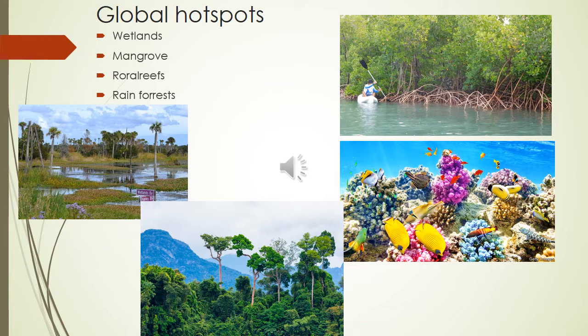And the last one is of course the tropical rainforest, which has a very high biodiversity and is home to species we only find there, and many of the species of insects, mammals and birds can only be found here in the tropical rainforest. So conserving wetlands, mangroves, coral reefs and rainforest is very important if we want to keep the global biodiversity high.